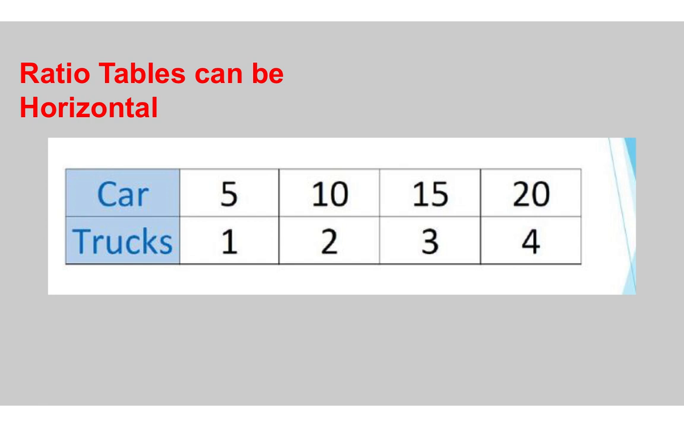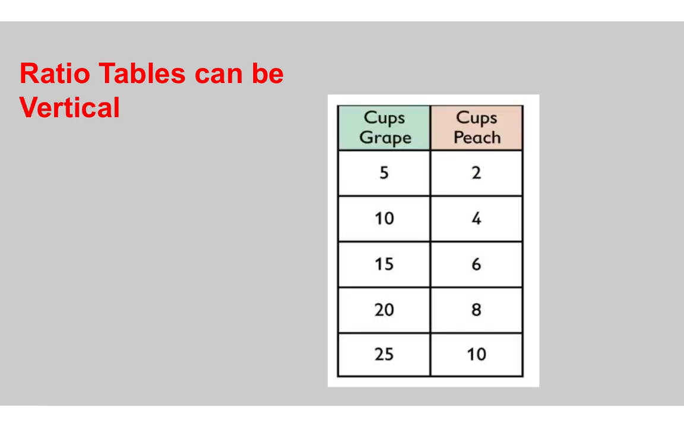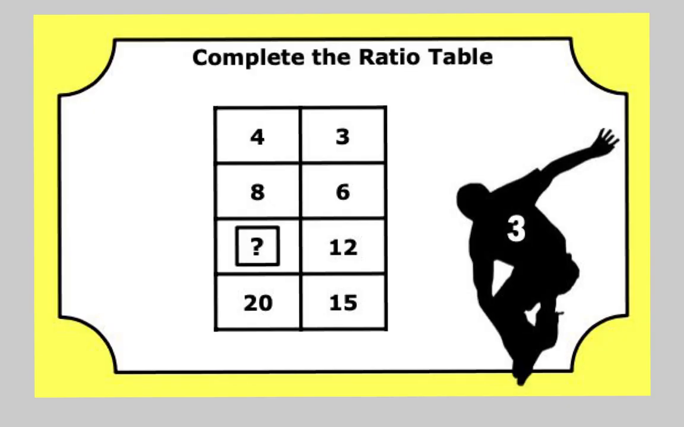Ratio tables can be horizontal, or they can be vertical. So they can go straight across or up and down. In order to complete this ratio, we need to look and see what did they multiply to in between 3 and 12 so that we can do the same on this side. So 3 times what equals 12? Well, that would be times 4. So over here we need to do the same thing.